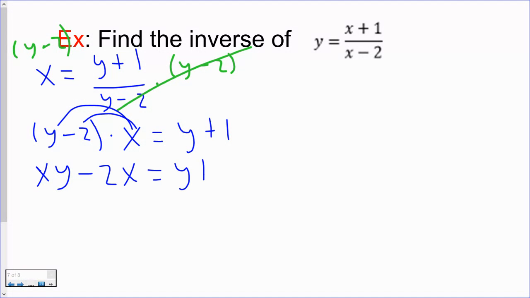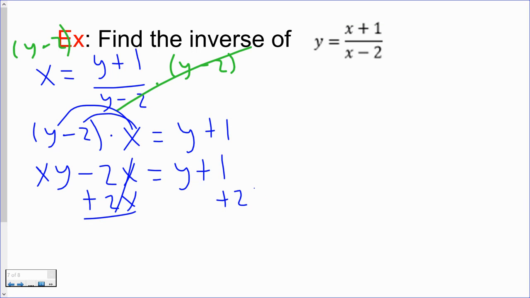The idea behind this strategy is if you've got more than one y, you need to get the y's on one side. So that's what I'm going to do. If any term has a y, I'm going to get it on the left-hand side. If it does not have a y, I'm going to get it to the right-hand side. So xy. This has a y, I want it on the left-hand side, so I'll keep it there. Negative 2x. This does not have a y, which means I'm going to get rid of it. So I'm going to do the opposite, which is to plus 2x.